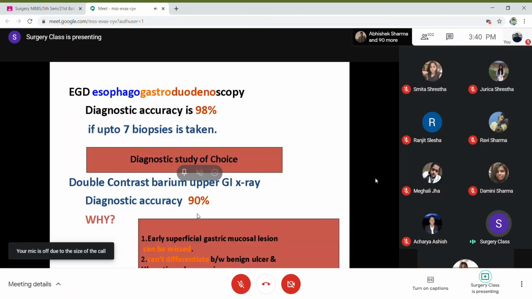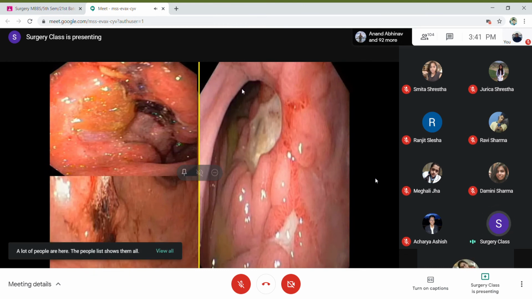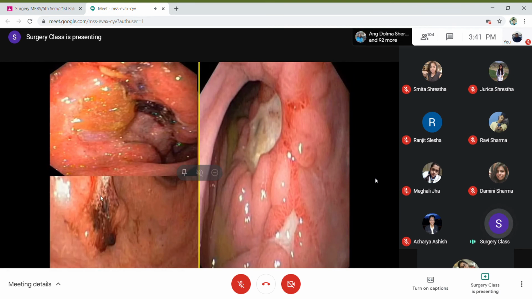What you will do, you will always say that I'll do an upper GI endoscopy or a gastroduodenoscopy. Nowadays nobody is doing the contrast barium X-ray to diagnose a case of carcinoma stomach. You can see the upper GI endoscopy findings where you can see an ulcer, and then you can take multiple biopsies. You can see this is a white ulcerated area. This is also an ulcerated area with surrounding edema. Here, this looks like a malignant gastric ulcer. This also looks like a malignant gastric ulcer.